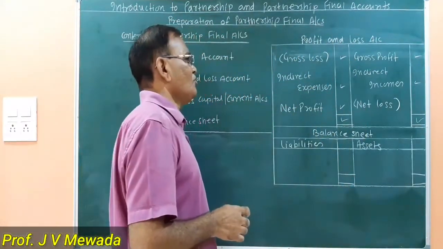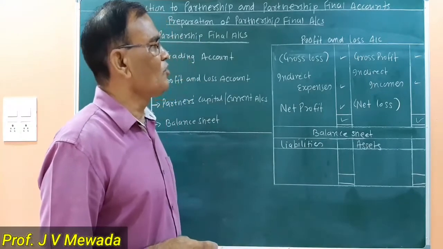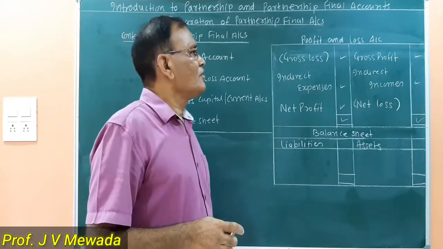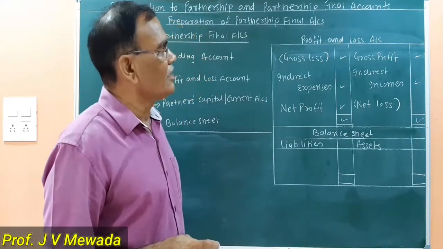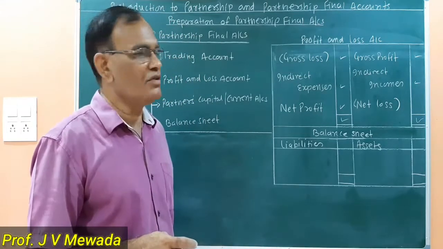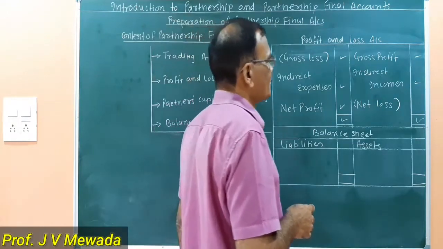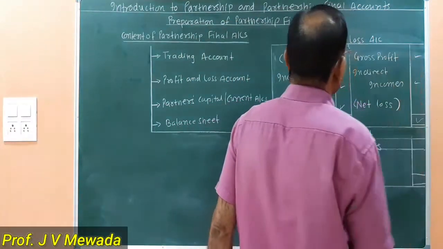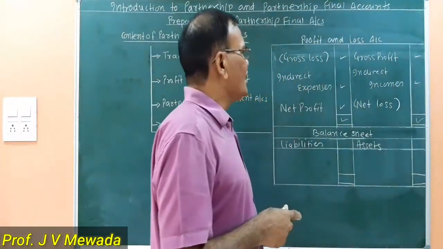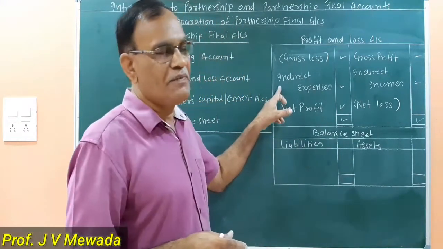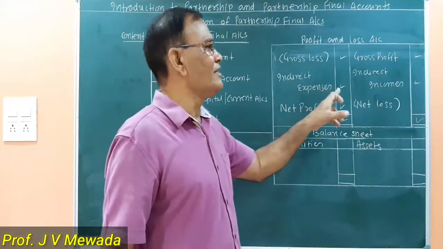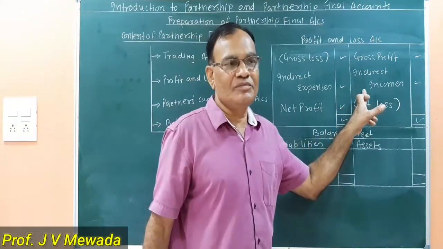In the profit and loss account, on the debit side, if there is any gross loss in the trading account, then that gross loss is transferred on the debit side. If gross profit is earned by the business, then that gross profit is transferred on the credit side. On the debit side, we are recording indirect expenses, and on the credit side, we are recording indirect incomes.